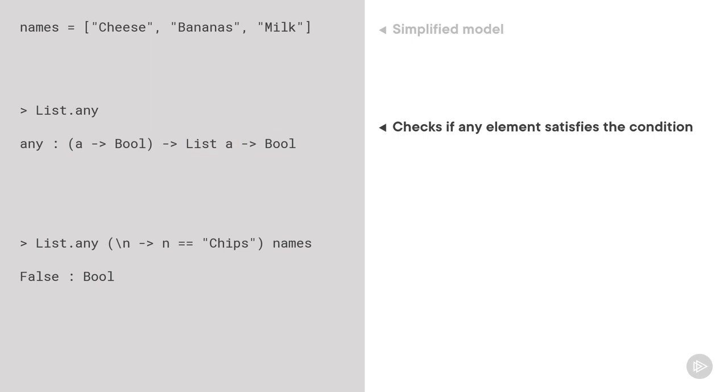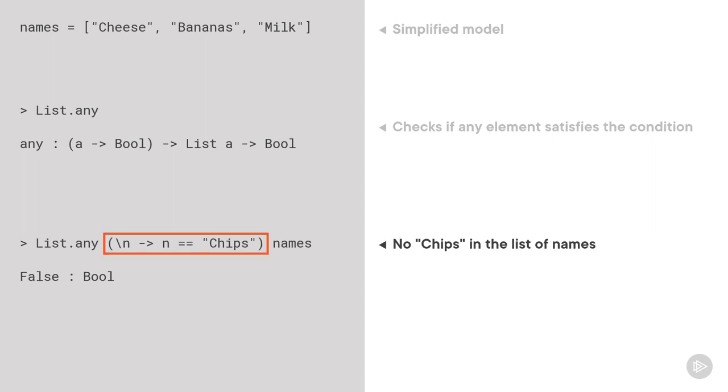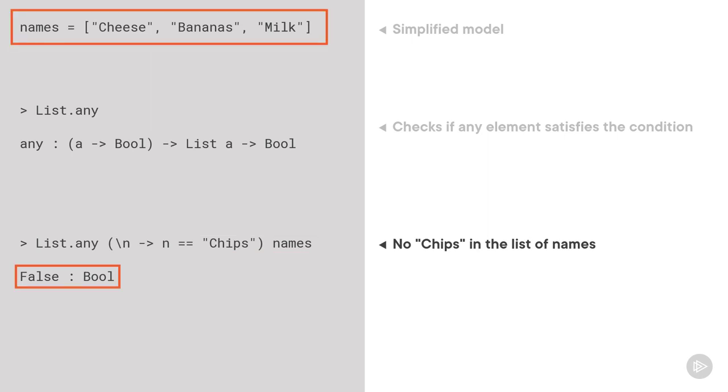For our implementation, we need to check if a product, such as chips, is already in the shopping cart. The first argument is an anonymous function that takes a product name and checks if it's equal to chips. The second argument is the list of product names. The return value is false since chips is not in the list of names.